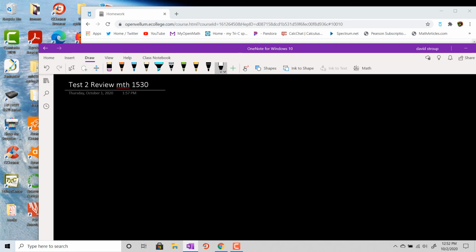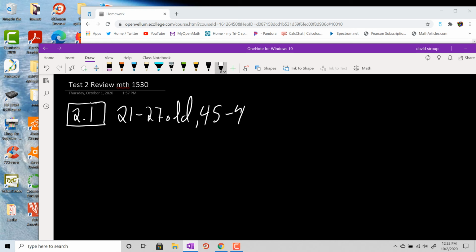I'm just going to go over some problems that are similar to what you're going to see on the test, and I'll note the question pools. If you go into the book and look at problems 21 to 27 odd, and then 45 to 49 odd, those are the types of problems that I'll be picking from, at least in 2.1.